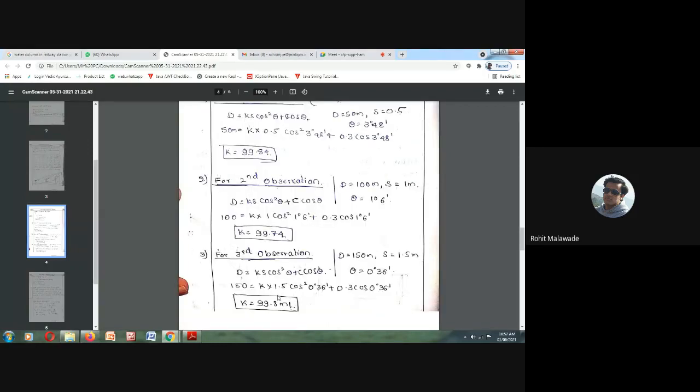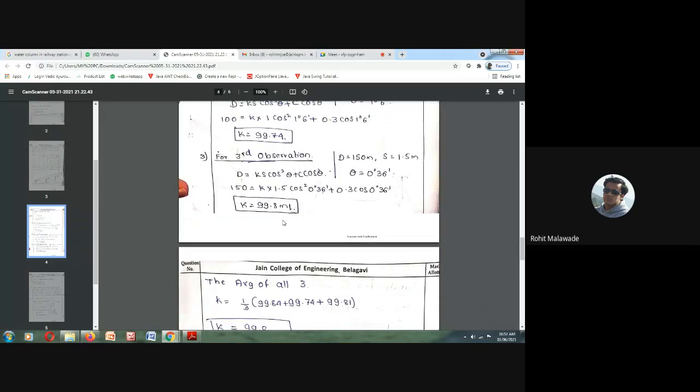Sorry, by mistake I have written it as meters. The constant is not going to have any unit. So K is equal to 99.3.